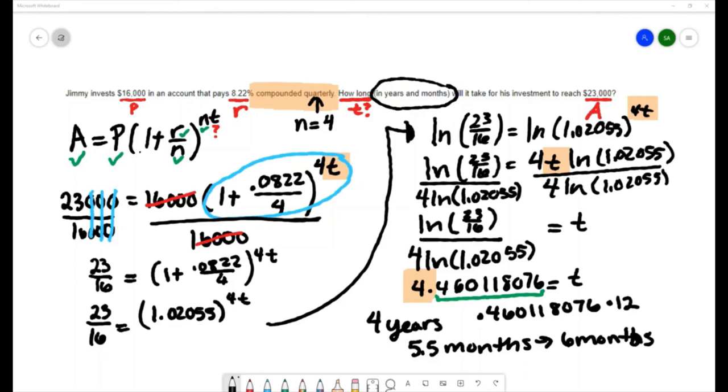So we found that it takes 4 years and 6 months for Jimmy's $16,000 investment to grow to $23,000 with an interest rate of 8.22% compounded quarterly.